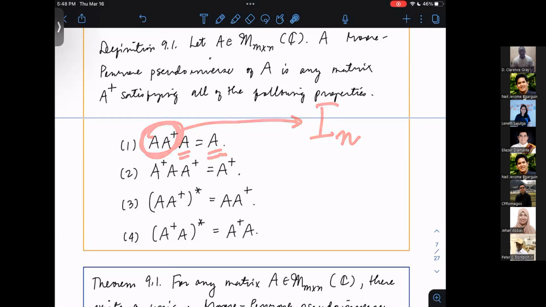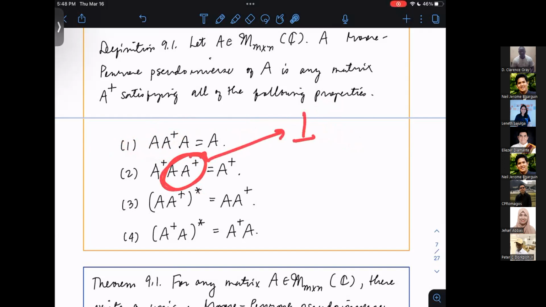So you can think of A plus as the identity matrix of the right size, or acting as if it's the identity of the right dimensions, to get property number 1. Property number 2 can easily be remembered. Again, the target is for A plus to behave as the identity. So that's why A plus times A plus, but we know A plus should behave as if it's an identity matrix, A plus times the identity matrix is equal to A plus.